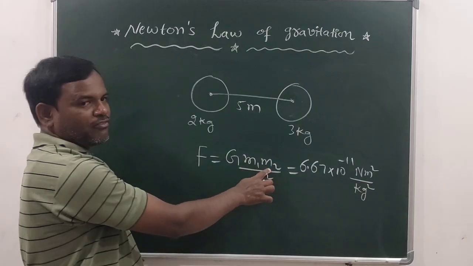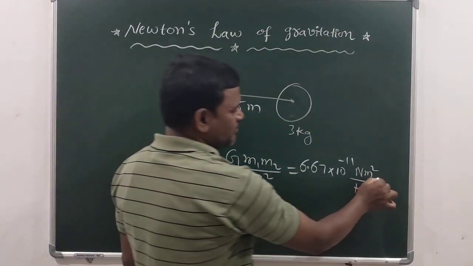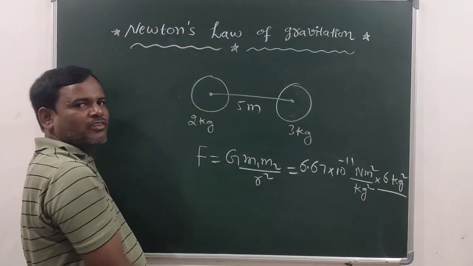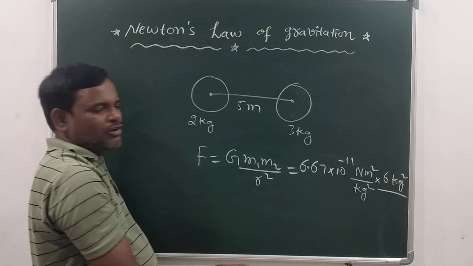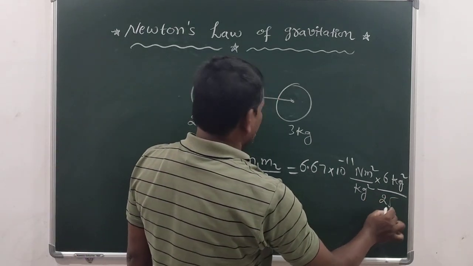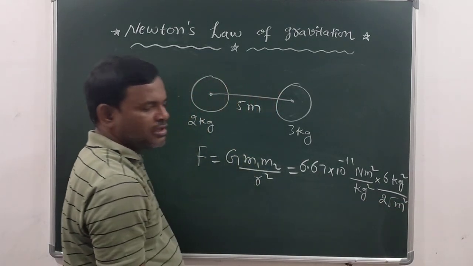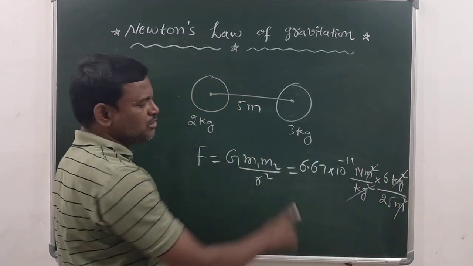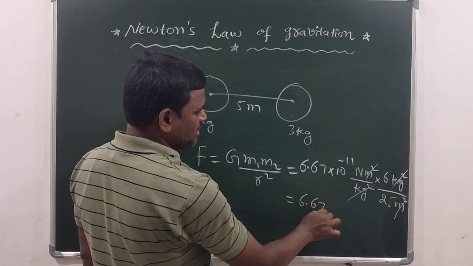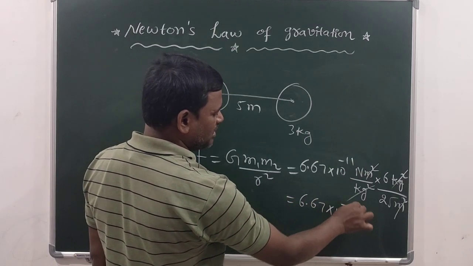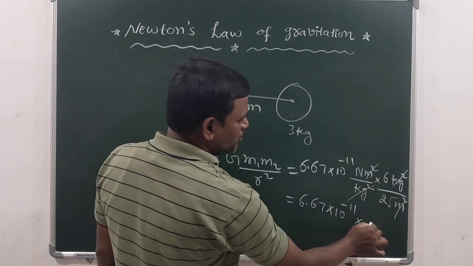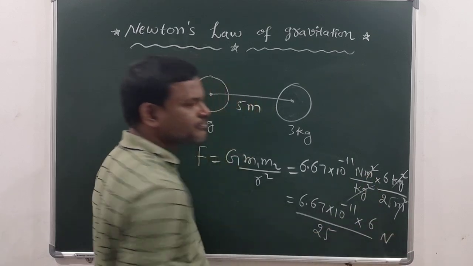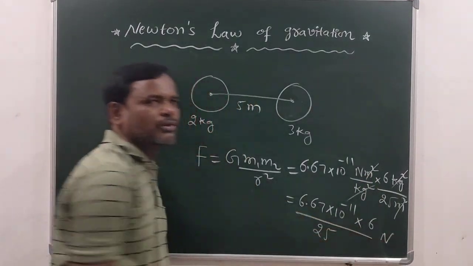And what about m1 m2? 2 threes are 6. 6 into kg square by the distance between them, 5 meters. So if you take the square, 25 meter square you will get. So here kg square cancels, meter square cancels. Now simplify that. So 6 into 6.67 into 10 to the power of minus 11 by 25. So newtons are left. You know the unit of force, newtons.